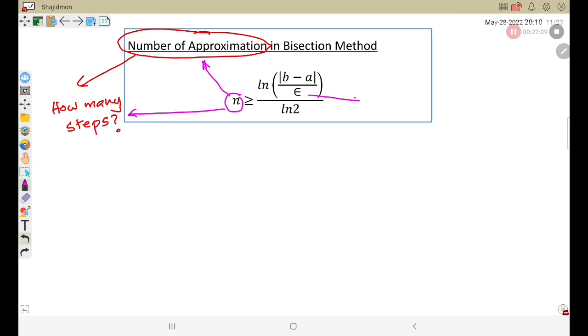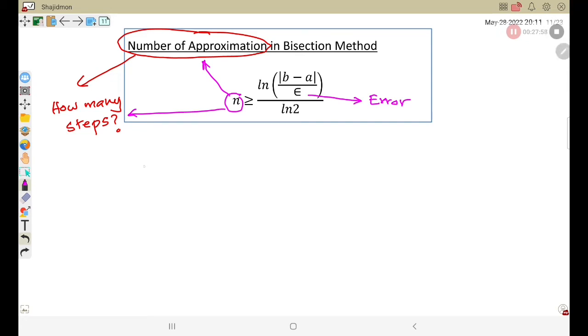This E means we are fixing one error. This much error is possible. We need to fix one error. Within that error, how many steps will the computer take? That is the meaning. So ln of absolute B minus A divided by E, all divided by ln 2. Here A number and B number are the input numbers, and the error number we need to fix will be given in the question, so that you can get how many steps the computer will take.